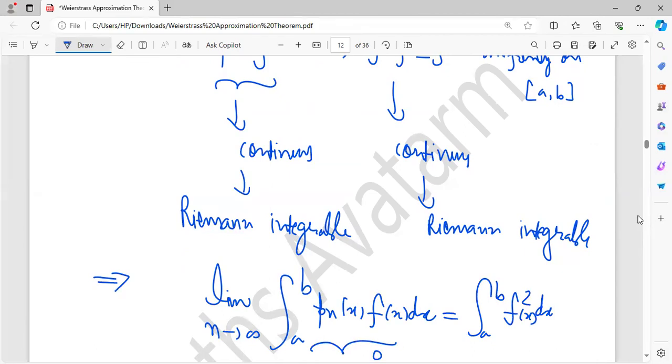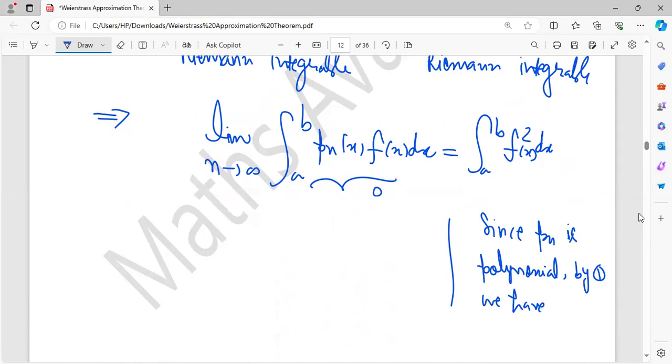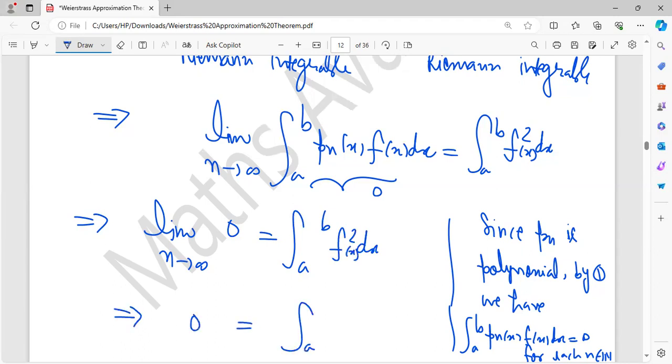We already know, because p n(x) is a polynomial, by equation 1 we have the integral from a to b of p n(x) f(x) dx is 0 for each n belongs to N. So this part is 0. So what is the limit? It means the limit as n tends to infinity of 0, you are taking, is the integral from a to b of f square dx. So this is 0. Okay. So the integral of f square x dx.